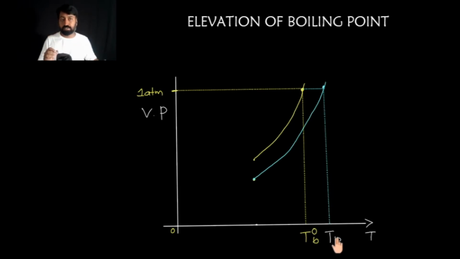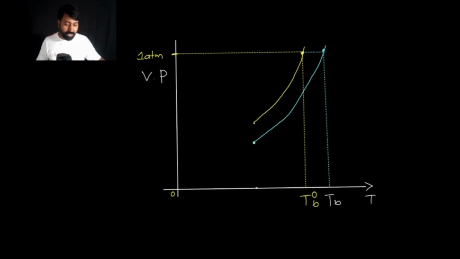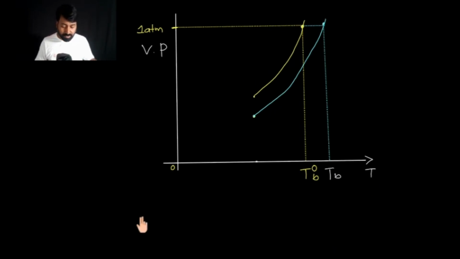TB is the temperature at which the solution starts boiling, or generally you can call it the boiling point of the solution. There is a difference. T naught B is the boiling point of the solvent and TB is the boiling point of the solution. You can see that out of these two, TB is larger compared to T naught B. This indicates that the boiling point of the solvent is always smaller than the boiling point of the solution.